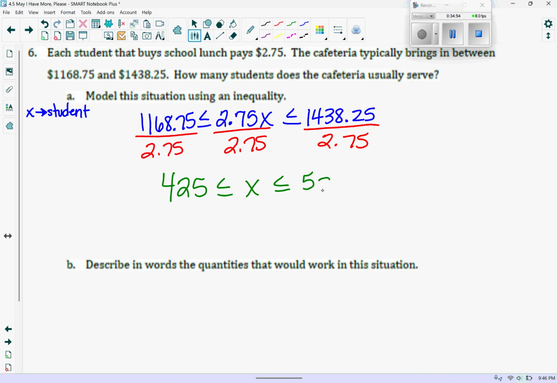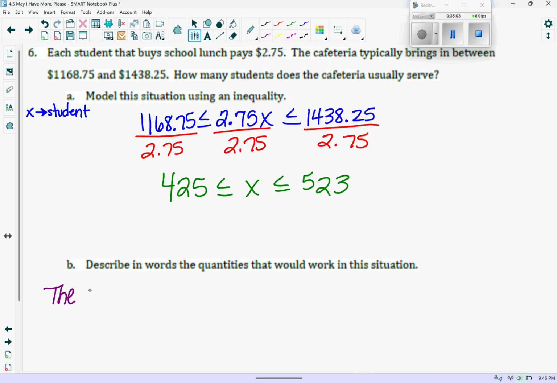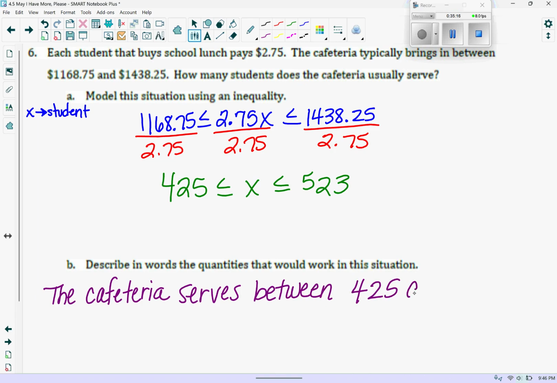Which is 523. So they serve, I'm going to put the cafeteria serves between 425 and 523 students per day.